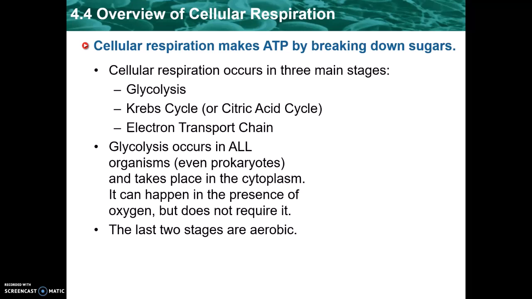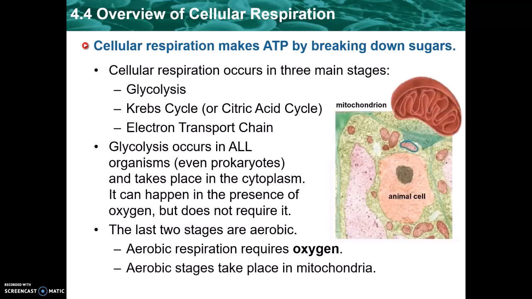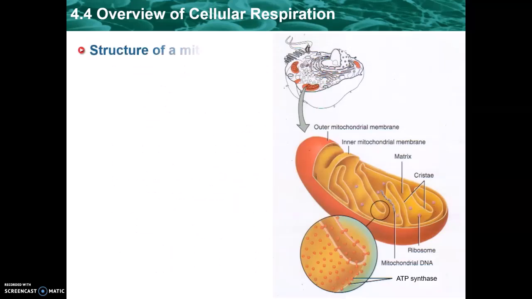Now, those last two stages, the Krebs cycle and the electron transport chain, do require oxygen. So we call them aerobic stages. Aerobic just simply means it requires oxygen, and these stages do require complex structures. They do require the membranes of the mitochondrion, which you can see in the image here. So after we get past the glycolysis stage and we get into the second two parts of cellular respiration, we're talking specifically about processes that do require oxygen and do require the specialized structure of the mitochondria.